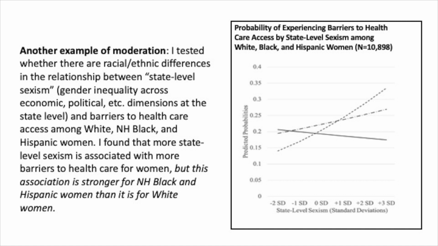So we see a slope, especially for non-Hispanic Black women, we see a steeper slope, but we don't see a slope at all for white women. In fact, it looks a little bit negative. Anyway, this is a way of graphically depicting moderation, right? We see some differences in the relationship between state-level sexism and barriers to healthcare among white women, Black women, and Hispanic women, okay? So this is yet another example of moderation for you to draw on if you need to.